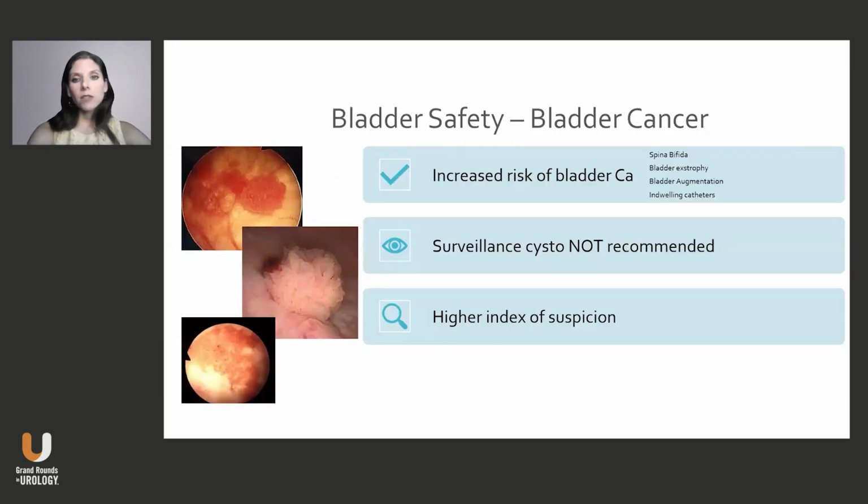A note about bladder safety. So some of these patients are actually at an increased risk of developing bladder cancer, specifically patients who have long-term indwelling catheters, history of bladder augmentation, history of bladder exstrophy or spina bifida. However, that absolute risk is not great enough that our guidelines suggest that we do any type of surveillance cystoscopy. So surveillance cysto is not recommended, but we should have a higher index of suspicion. So you have patients who fall into this category who are getting recurrent UTIs or recurrent hematuria, really low threshold for doing a workup with a cystoscopy, and then potentially, depending on findings or concern, urogram phase imaging.